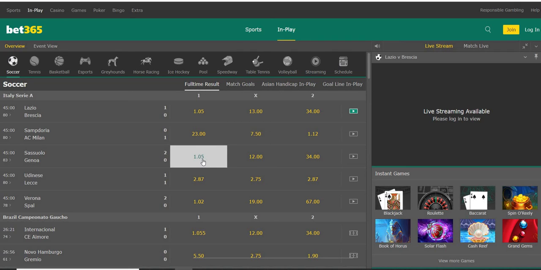This is the decimal odds. It originally came from Europe, Canada, and Australia. The bookmakers there traditionally presented the odds in this way.